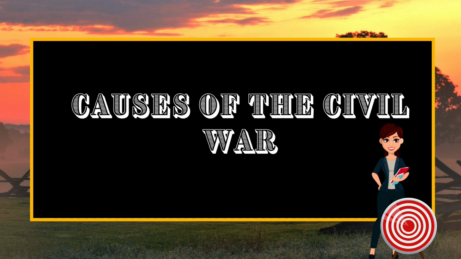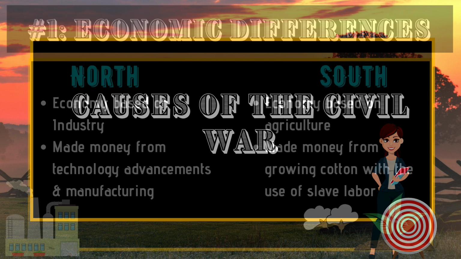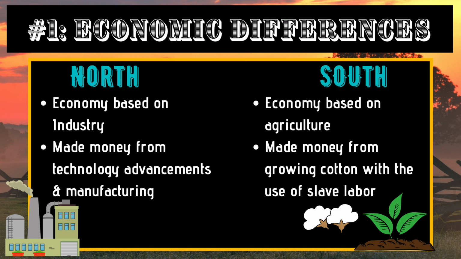All right, now that we have our vocabulary finished, let's go ahead and jump into the different causes of the Civil War. I do want to make sure that you guys know that this is a simplified version of the events that took place that led to the Civil War. Okay. So cause number 1 has to do with the economic differences between the North and the South.